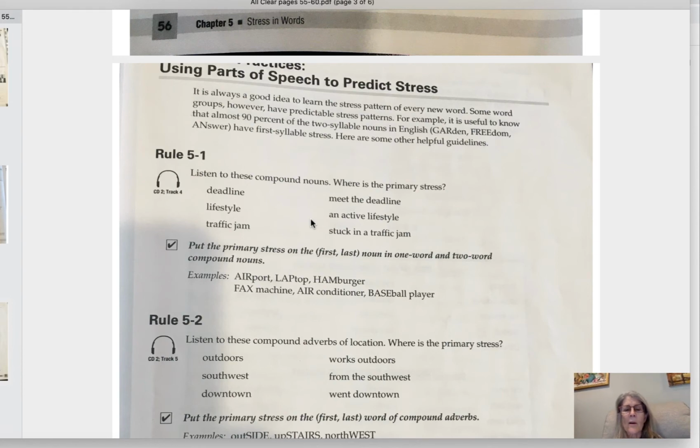So these are compound nouns. That means both are nouns, but when you combine them, since they're both nouns, you can't stress both first syllables because you've combined them. So the rule is stress the first of those nouns in a compound noun. So air is a noun, port is a noun. Airport, so stress the first noun in the compound noun. Same thing, lap is a noun, top is a noun, laptop. Hamburger, okay?